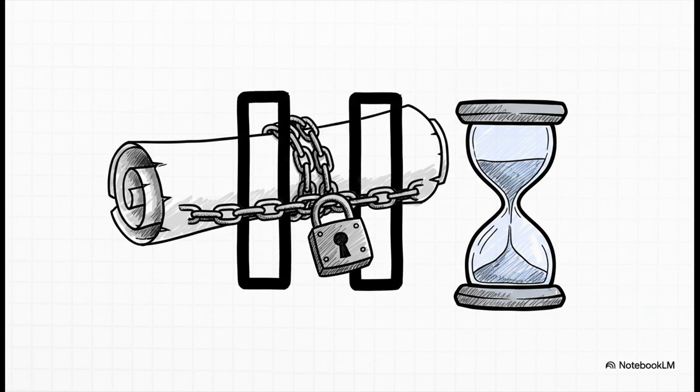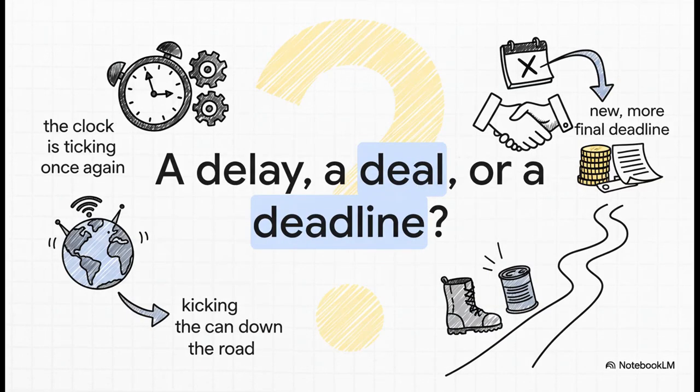The underlying law, the Protecting Americans from Foreign Adversary-Controlled Applications Act, is still fully intact, just waiting for that clock to run out. Which leaves all of us with this final question, right? Is this whole thing just a delay? You know, kicking the can down the road? Is it creating time to negotiate some kind of deal? Or is it just setting up a new, more final deadline? For now, we don't know for sure. But what we do know is that the clock is ticking once again.